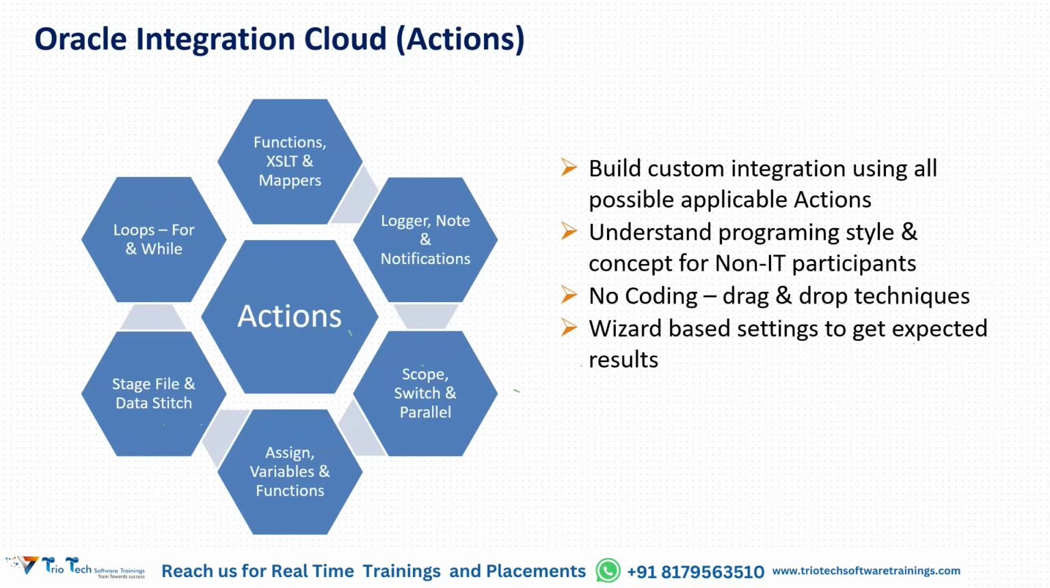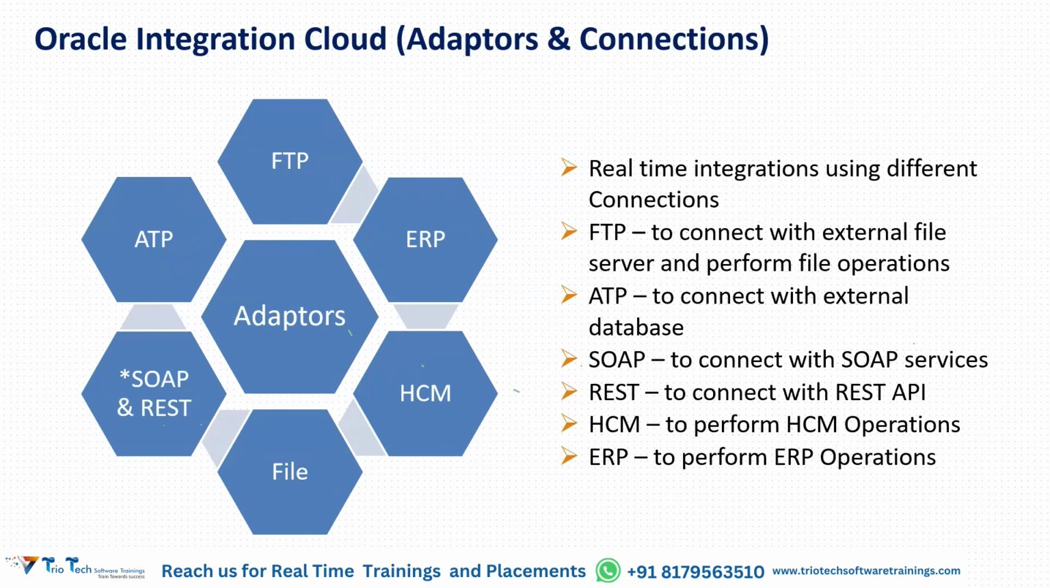Okay. Next, what are the different sorts of actions available in OIC? How to print a message, how to send an email, how to do if-then-else and switch, how to assign variables, different sorts of variables, maybe a local variable or a global variable, how to do exception handling in the integration, and looping, where one piece of code is executed multiple times. All these things we will be practically seeing while building different integrations.